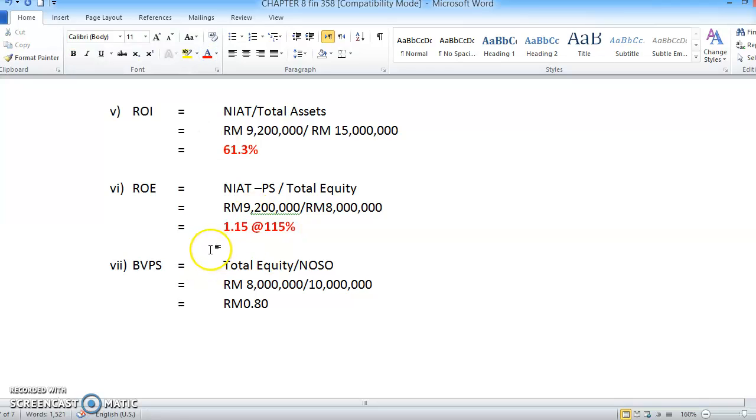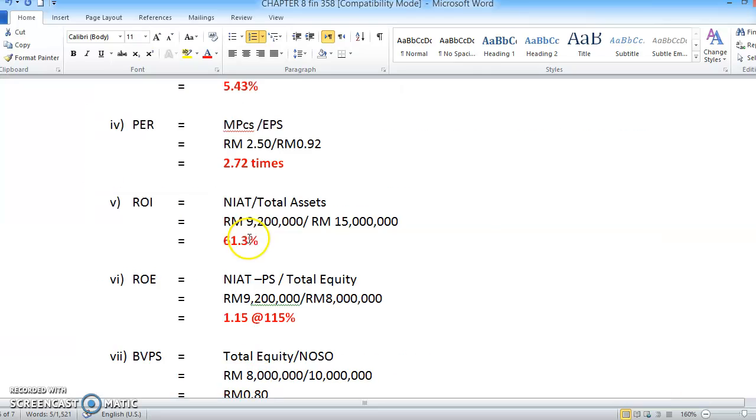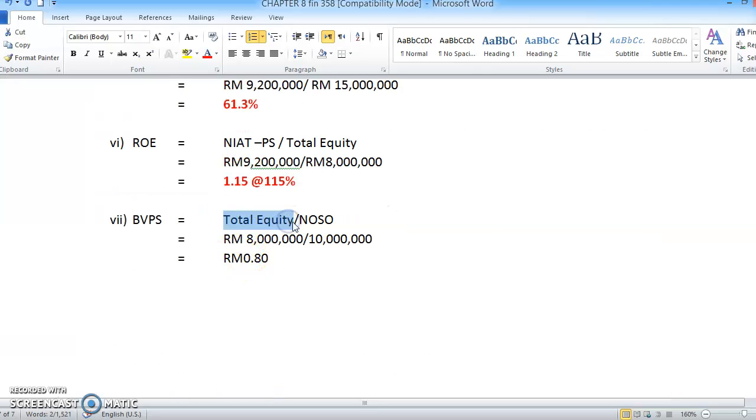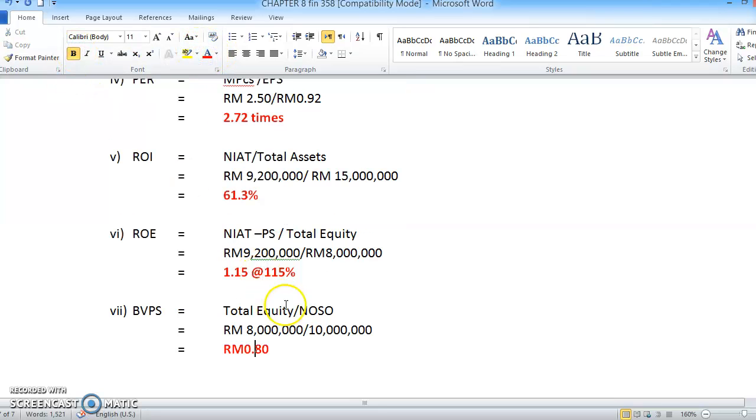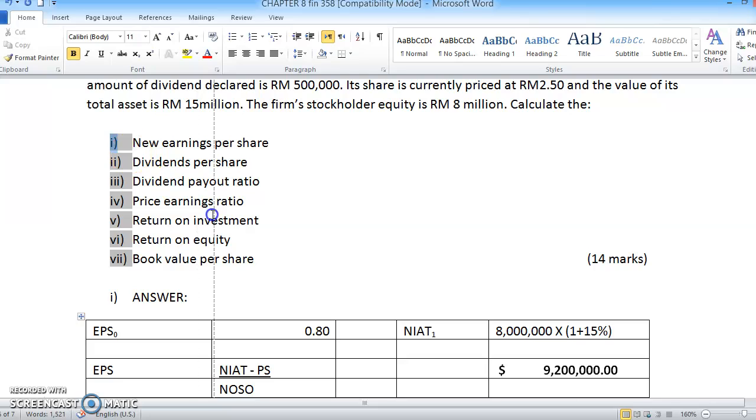Okay. And last, the question asks you to calculate the book value per share. Okay. So the book value per share. The formula is total equity divided by NOSO or the number of stock outstanding. So the total equity is already given in the question, RM8 million. So kita bahagi sahaja dengan 10 million number of common stock outstanding. You will get how much? 80 cents. Okay, so this is how we are going to answer this chapter 8 for the calculation part. So this is the way you answer.